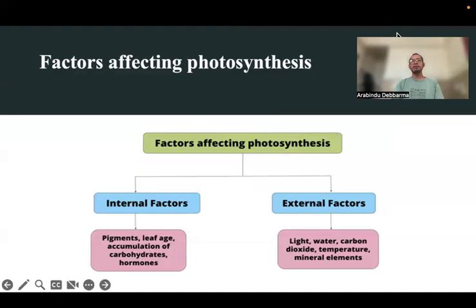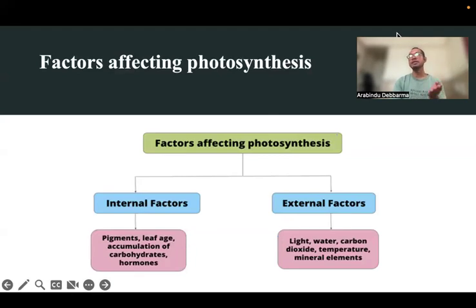Now let's study some of the factors affecting photosynthesis. What are the factors affecting photosynthesis? They can be both internal and external. The external factors are light, water, carbon dioxide, temperature and minerals. So we know light, water and carbon dioxide are required for photosynthesis from our experiment. But temperature can also play an important role, because certain reactions take place only at an optimum temperature, and the optimum temperature in living cells can be 27 to 30 degrees, where our enzymatic activities are higher.